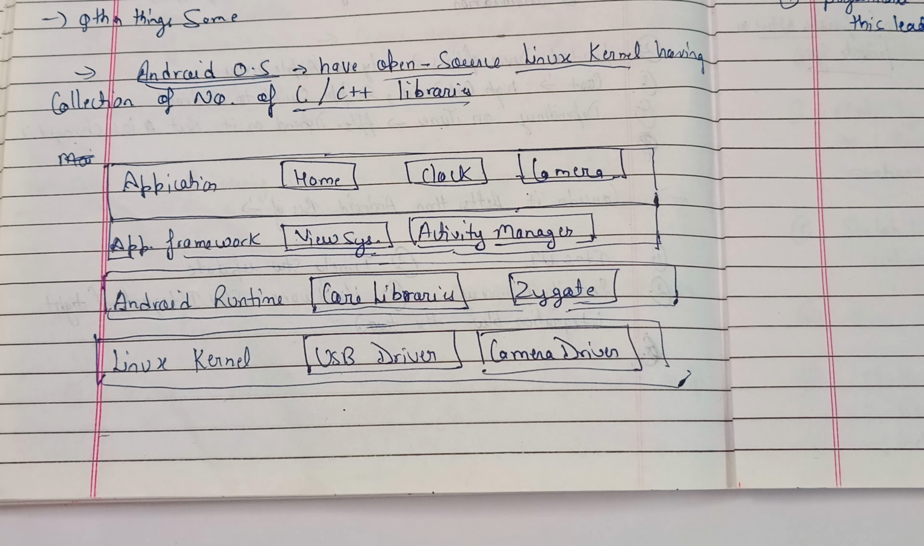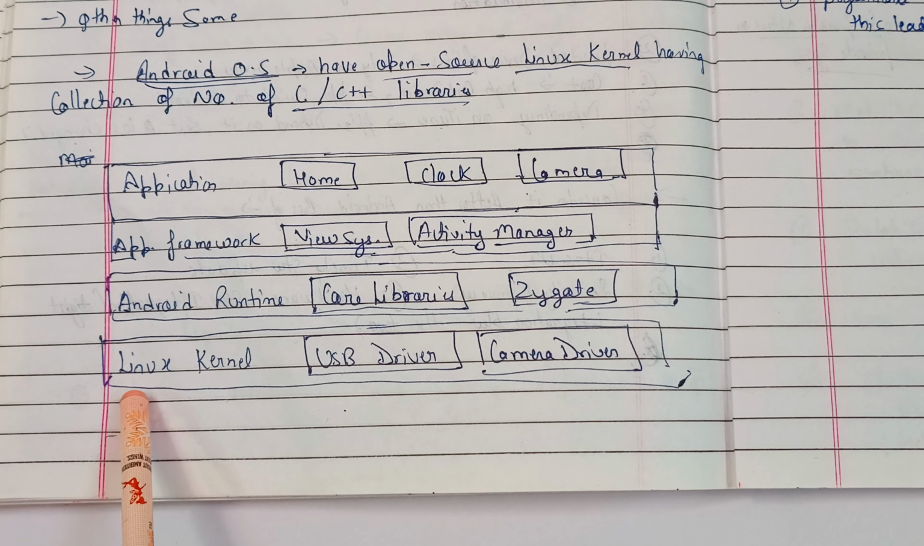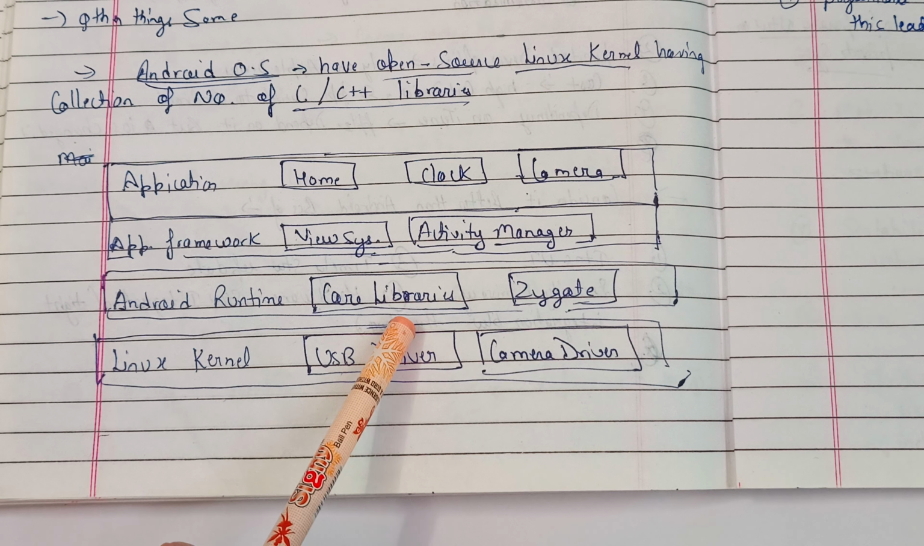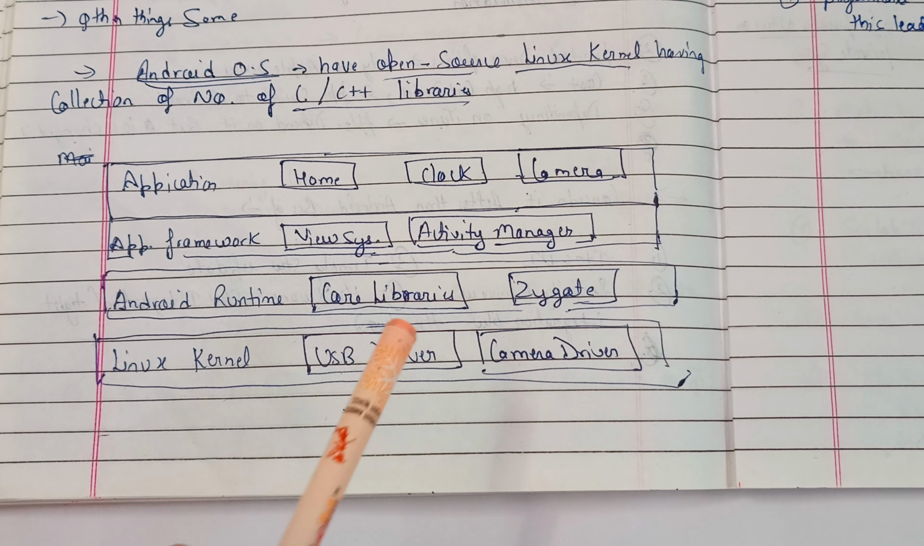Okay, in the Android runtime, like Android runtime and Linux kernel, this is some deeper stuff. So the Android runtime is all about core libraries. In the core libraries, the coding and the C and C++ libraries are stored. The coding part is stored, and Zygote, this is all the function of the Android runtime.